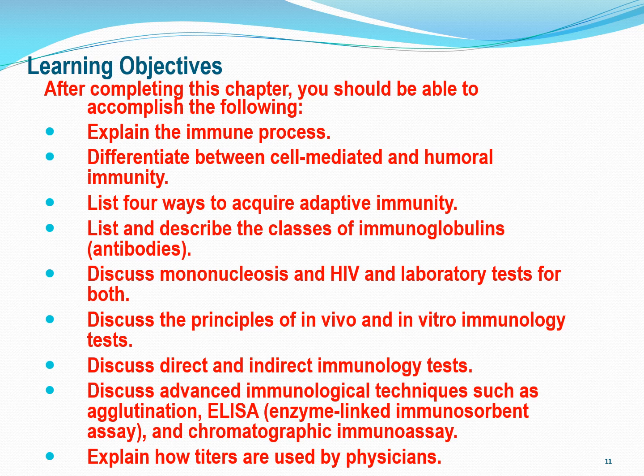We always start with our learning objectives, right? Because these are the things that when you finish reading chapter 7 in your textbook, you finish watching these PowerPoint presentations, you study, these are the things that you should know, right? You should be able to explain the immune process, all the way down to explain how titers are used by physicians, okay? And all that in between. These are also listed in your textbook, so make sure you read over these.